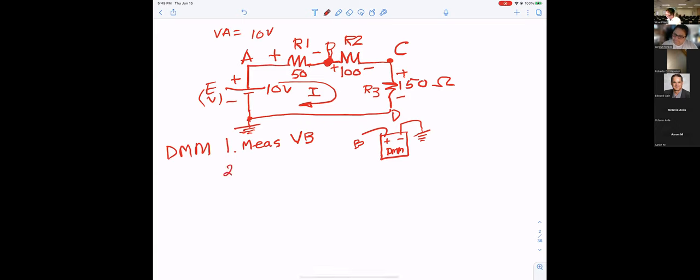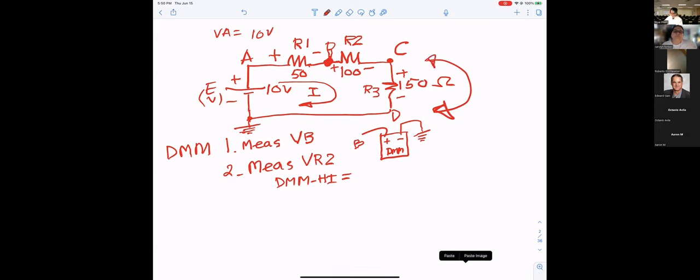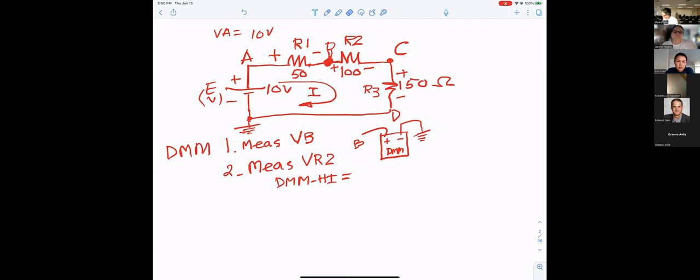Okay, number two, measure VR2. DMM high connects to where? VR2 means the voltage across R2. So DMM high is right here, and VR2 is right here.